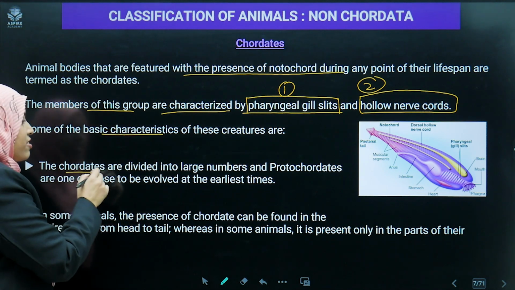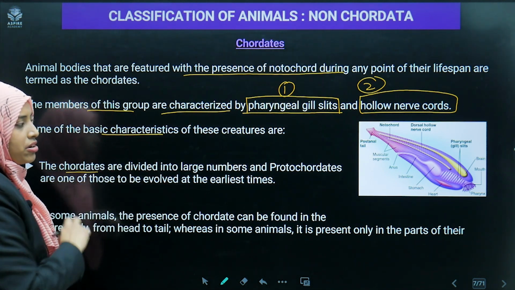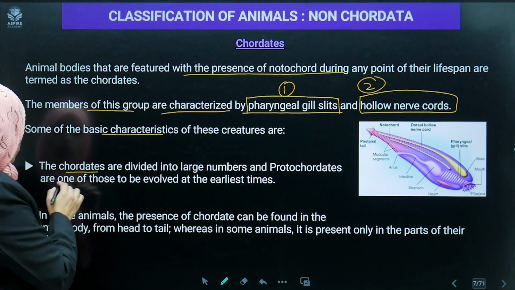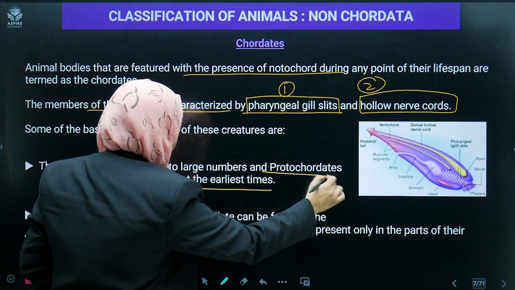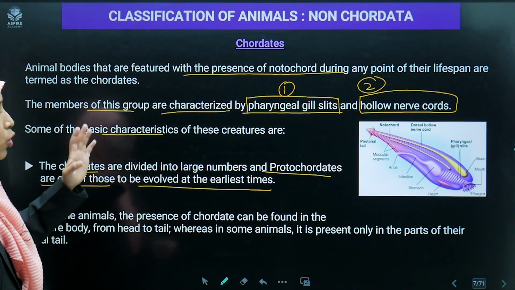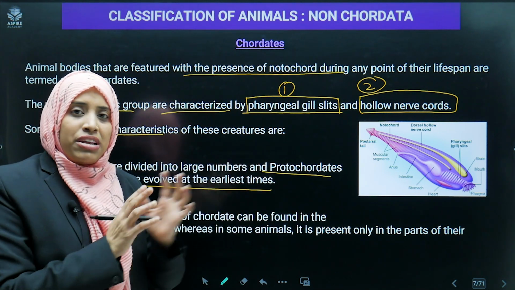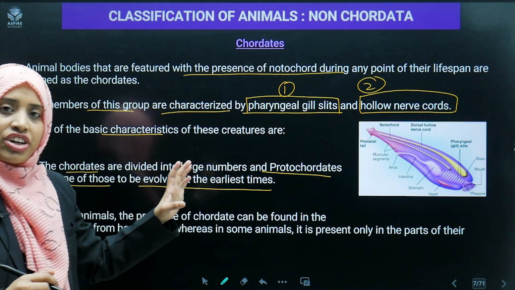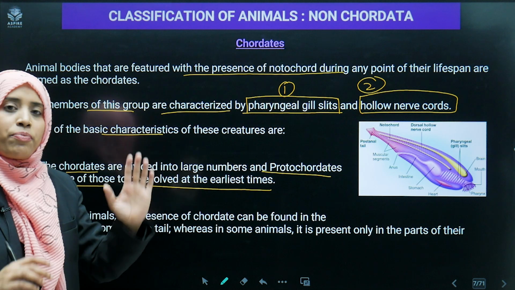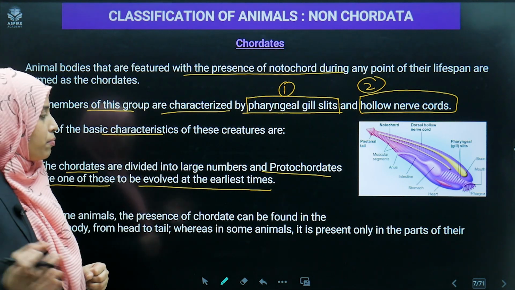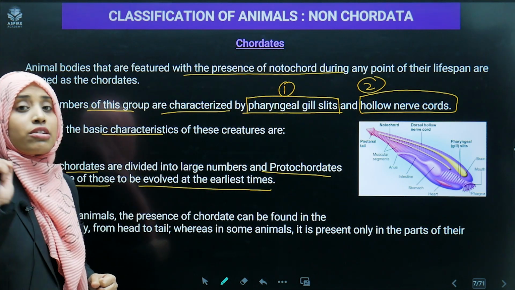The chordates are divided into large numbers of groups, and protochordates are one of those to have evolved at the earliest time. Okay, so protochordates, that means अगर आप देखोगे पहला क्लासिफिकेशन अगर आप एनिमल को क्लासिफाई करते हो, so first one is non-chordate, then protochordate, then the advanced one, that is chordata.